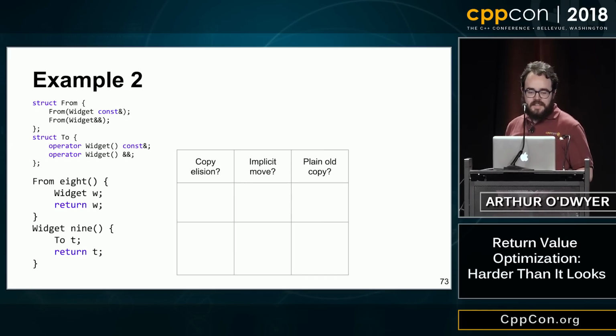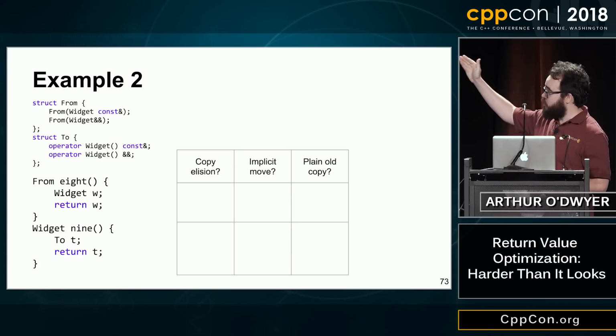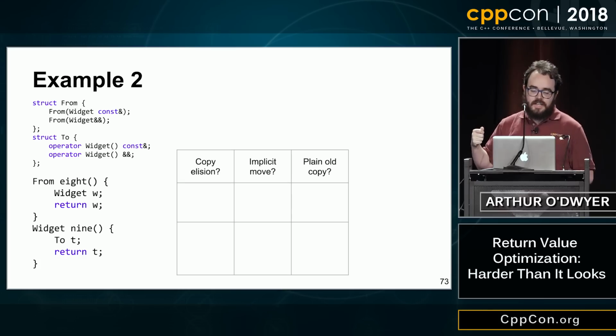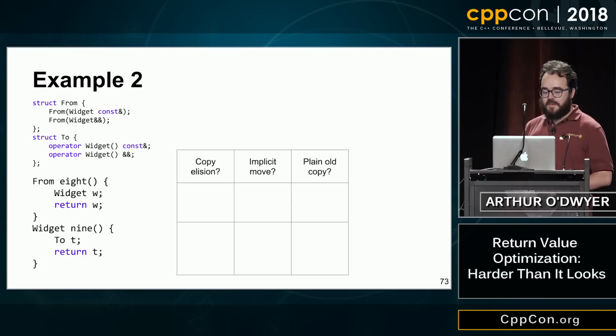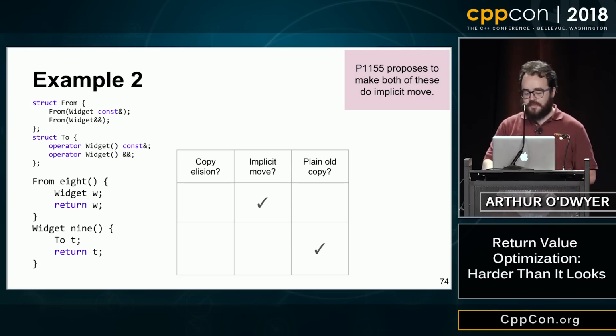Here we have another example. This is the in-place function example. We have one thing with converting constructors, one thing with conversion operators, and converting from Widget to From, that works great. Converting from To to Widget, that does a copy. We propose to fix this.